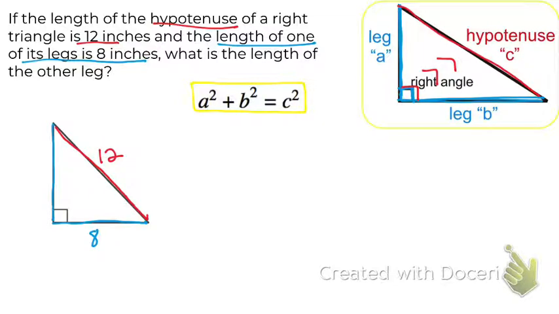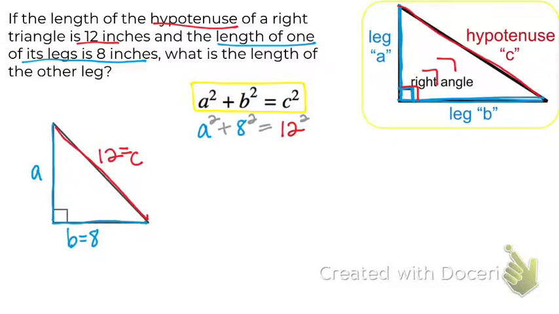So we need to know what is A, B, and C. Well, C is always going to be our hypotenuse. And then our legs are A and B. It doesn't matter which one you pick to be A and which one you pick to be B. Once you know A, B, and C, you can substitute them into the formula. And now we're going to solve for A.